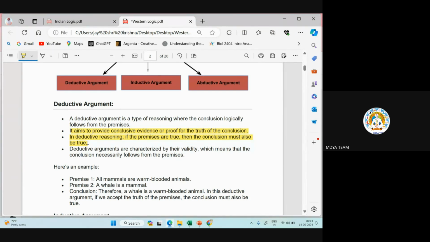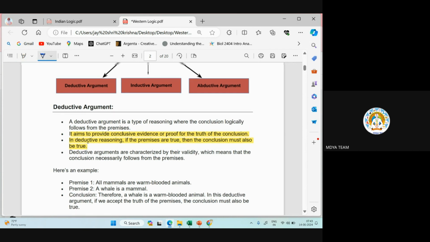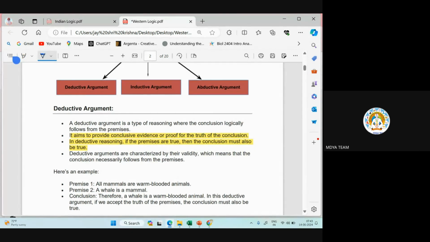For example, I am saying every day the sun rises from the east. So this morning also the sun will rise from the east. So if my premise is true, if it is true that every day the sun rises from the east, then the conclusion must be true. This morning also the sun will definitely rise from the east. Understand this? Understood? Yes, sir. Okay, can we say this in the case of an inductive argument?